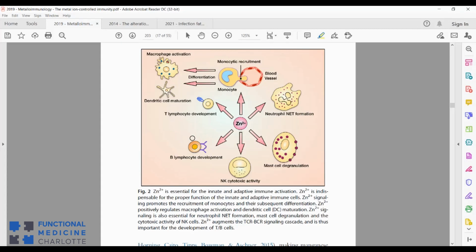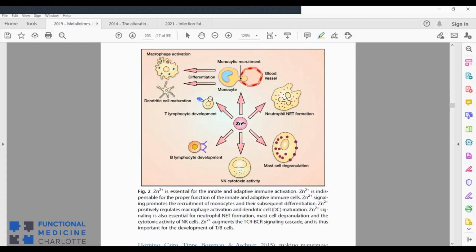And then zinc is key for T cell development, and T cells are the killers. Okay, they're another form of assassins. We've got natural killer cell assassins, we've got T cell assassins. So the antibodies made by B cells go and tag, say, the virus when you're exposed to it. The T cells recognize that tag and kill any cell that has that tag on it.